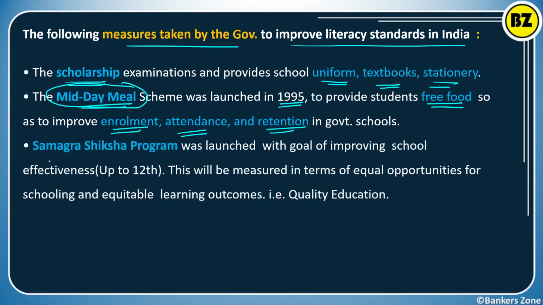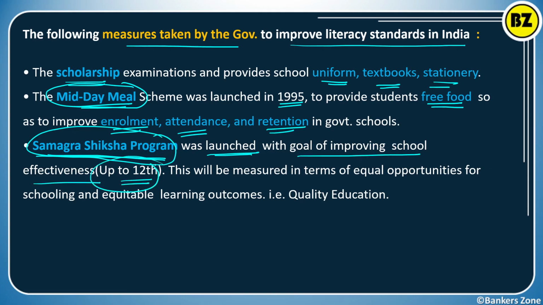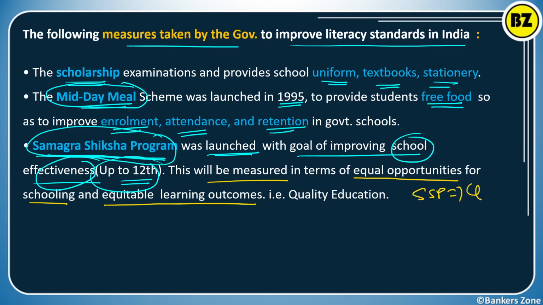Okay, now Samagra Shiksha Abhiyan, this was also launched by the government in around, I think, 2021. Recently it was launched. Samagra Shiksha Abhiyan was launched with the goal to improve school effectiveness, applicable up to the 12th standard. So it is improving the school effectiveness. This will be measured in terms of equal opportunity for schooling and equitable learning outcomes. Samagra Shiksha program was mainly focusing on quality education.